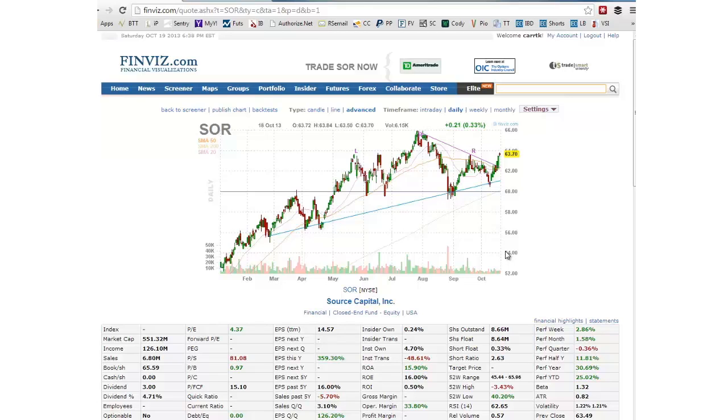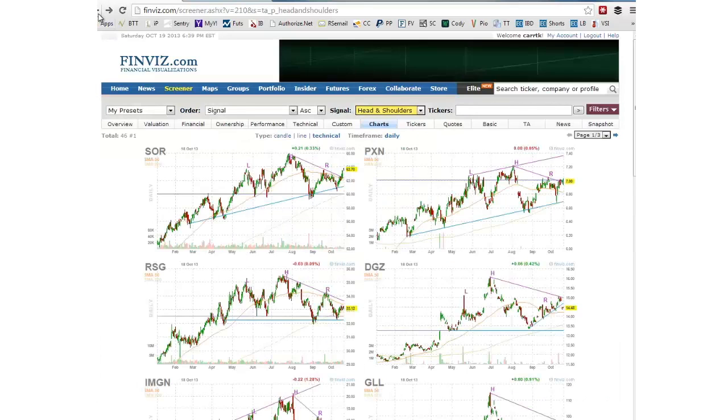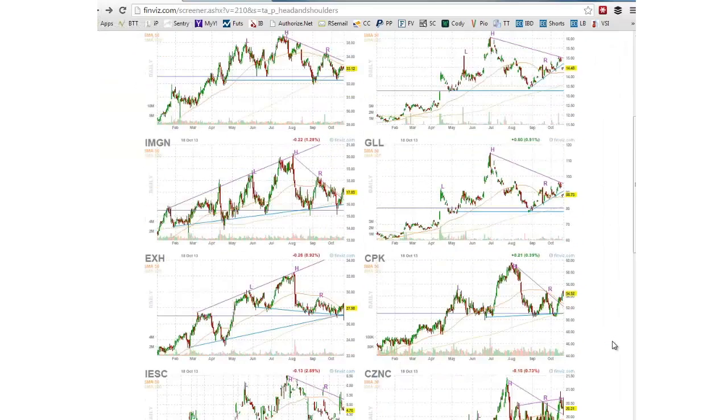Now, this is not a big stock. It's probably not one I would be shorting anyway, because it's kind of a sluggish mover. But nevertheless, that's how you would play it. Let's see if we can find another one here we can look more closely at.